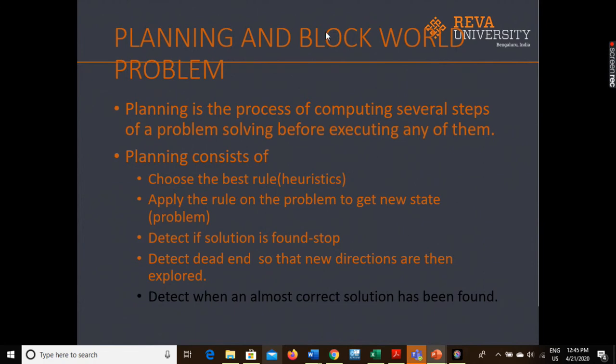Now, having understood that planning is a process which involves several steps of problem solving before executing any of them, planning consists of choosing the best rule out of multiple rules and applying this rule on a problem to get into a new state. Once we get into this new state, we need to detect if we have reached the solution, that is the goal state. If we have achieved the goal state, we stop applying rules. If we have reached a dead end, we need to explore new directions in order to reach the goal state. And also we need to detect when an utmost correct solution has been found.